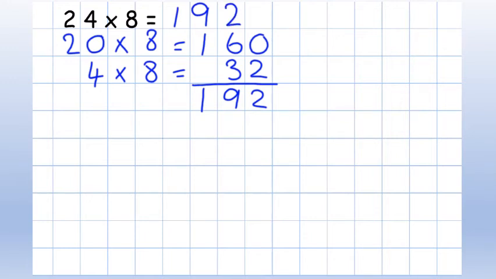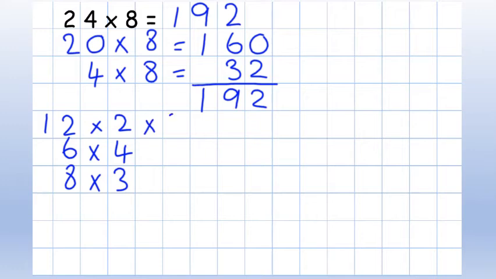So 24 we can factorise as 12 times 2. We could factorise it as 6 times 4. Or we could factorise it as 8 times 3. Have I got to do all three? Oh, I didn't think that one through, did I? Right, let's do them all then. So 12 times 2 times 8, 6 times 4 times 8, and 8 times 3 times 8. I can see we're going to have a very long board ahead of us.